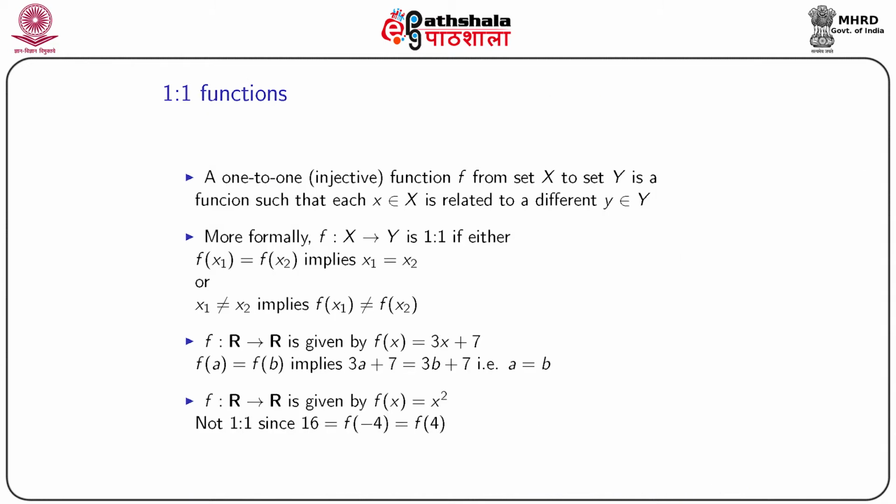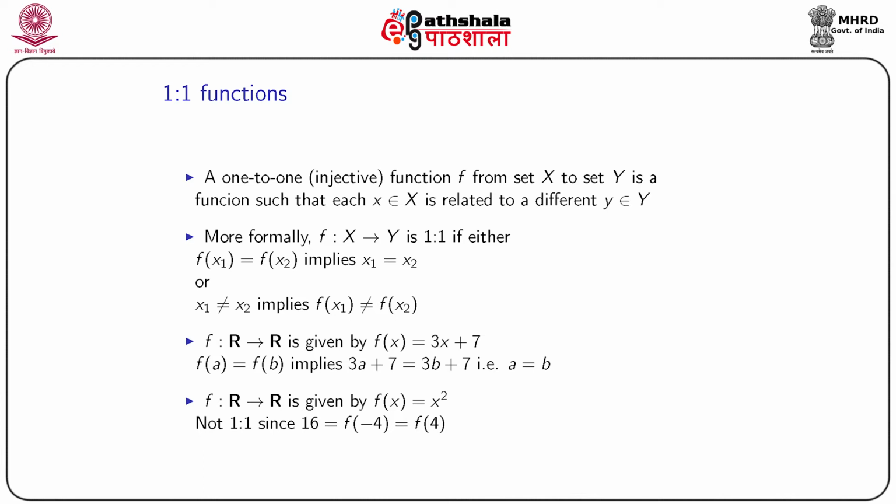Now we will try to focus more on one-to-one functions. A one-to-one function, that is called an injective function, f from set X to set Y, is a function such that each x belonging to the set capital X is related to a different y belonging to set capital Y. So if we want to define a one-to-one function more formally, it should be something like that: f is a mapping from X to Y. We'll call this one-to-one correspondence or one-to-one mapping if either of the two conditions hold.